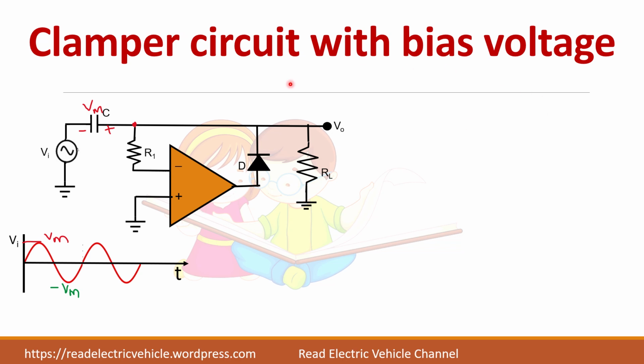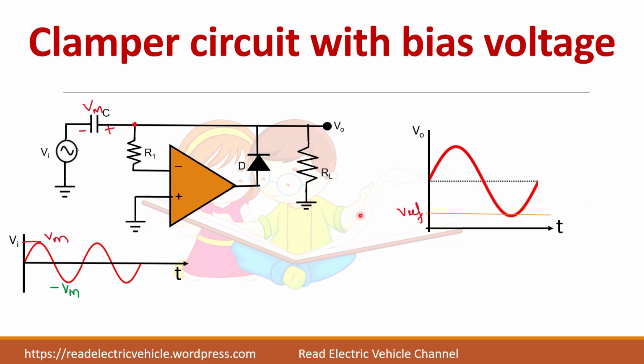In case you want to shift this waveform above some other reference value: earlier we have used a ground value, or it is connected to 0 volt. Now if you want to have some other reference value and you want to shift it up, for example, I want to have 2 volts and I want to shift it up, then I have to set a bias voltage here. By doing this, I can get a waveform like this.